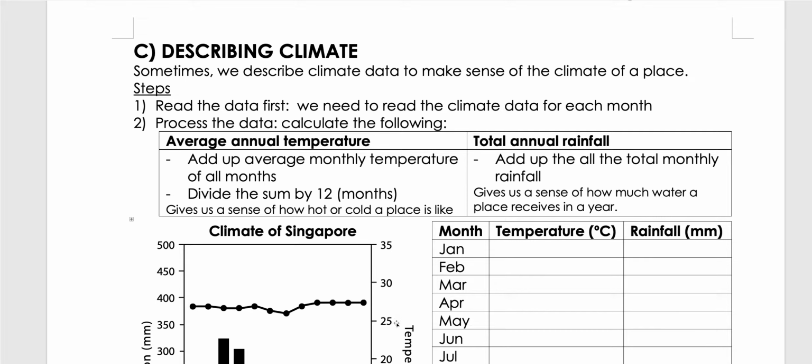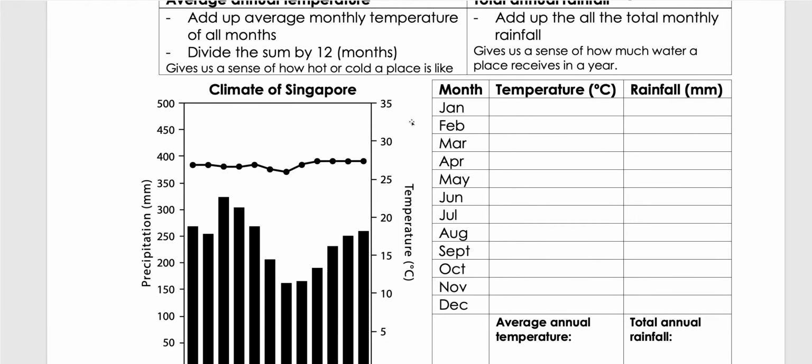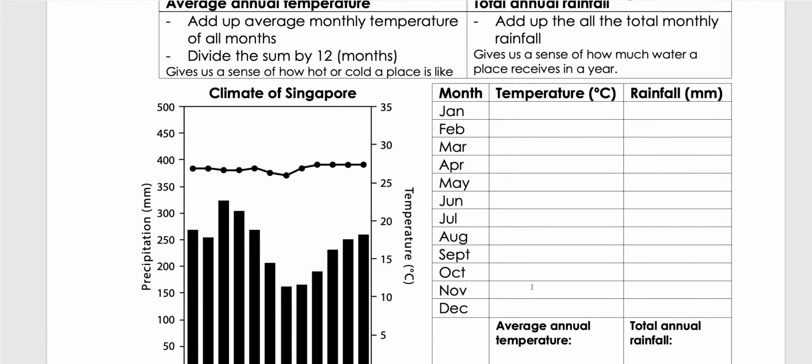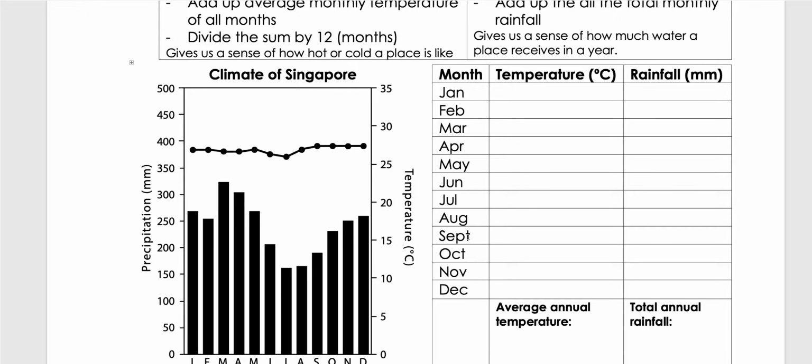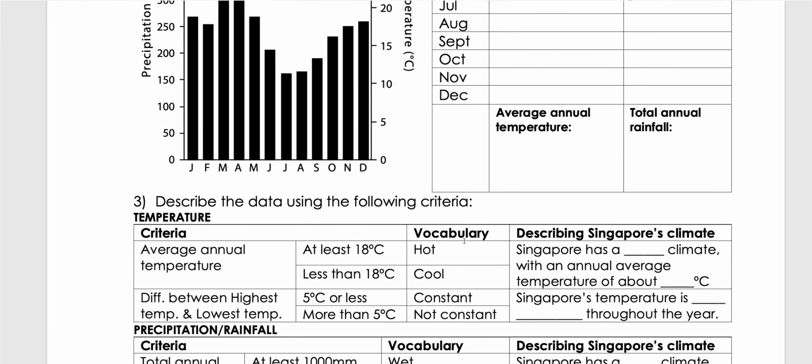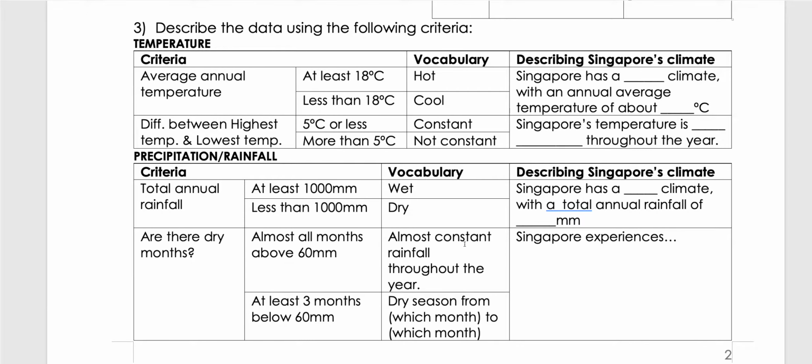To read a climograph, the next question will be, how do we describe the climate? Whether we are given a climograph or a table of data, how do we describe the climate? What do I mean by describing the climate? That means we are trying to tell people whether it is hot or cool, whether this place is wet and humid or very dry, and whether the rainfall is constant or only in certain seasons.